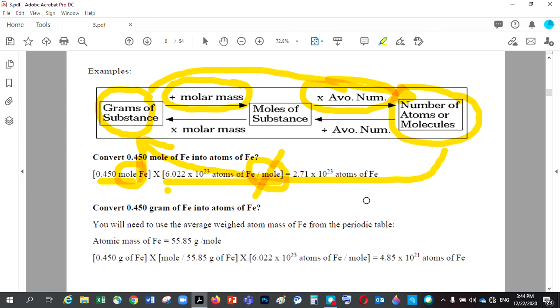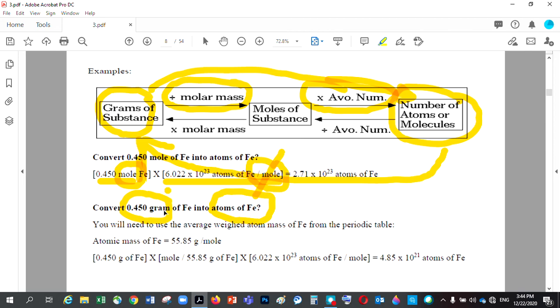Again, here I have to watch for what? Unit cancellation, moles with moles of iron, and the sig figs. I have 3 sig figs given to me, so my answer has to come up with 3 sig figs as well. Another example here, convert 0.45 grams of iron into atoms of iron. Well, now the gram is given to you, and you get the number of atoms. And remember, number of grams is always smaller. Number of atoms, molecules, or ions will be large because you have to multiply it by Avogadro's number.